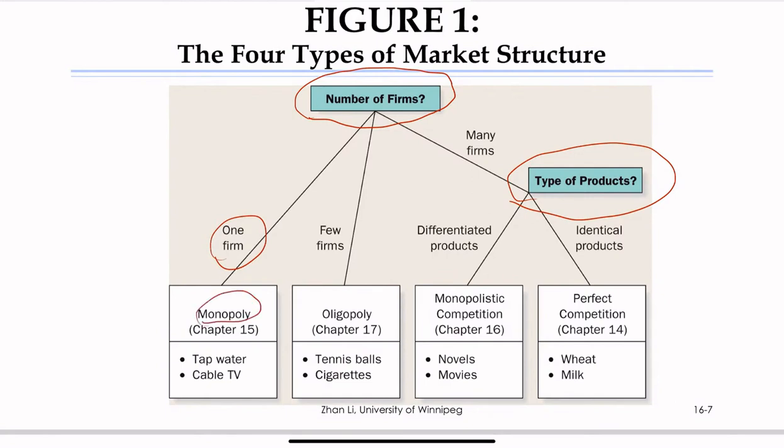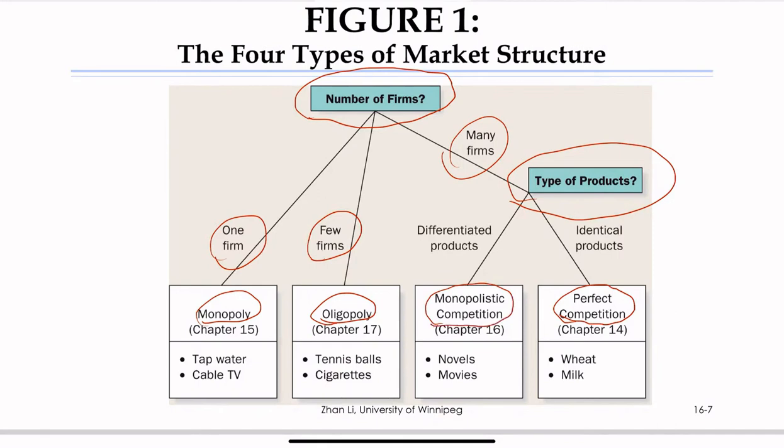And if you have just several firms, then this is an oligopoly. And we will talk about this in chapter 17. And if you have many firms, then depending on product differentiation, if there is very little product differentiation, then we have perfect competition. If there is some degree of product differentiation, then we are having this monopolistic competition, which is just this chapter.